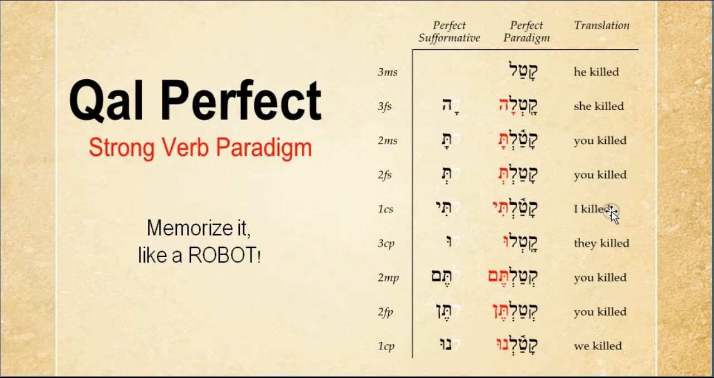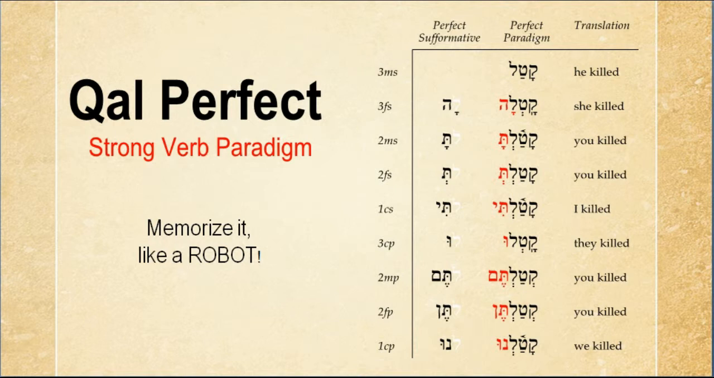Also look at first person. It says katalti. Well, how do you say "I am"? How do you say first person in Hebrew? Well, that's ani. Ani katalti. Notice that those endings are actually reflecting the pronominal endings that you have already studied. And so if you know your pronouns, memorizing the Qal perfect strong verb paradigm may be a little bit easier.